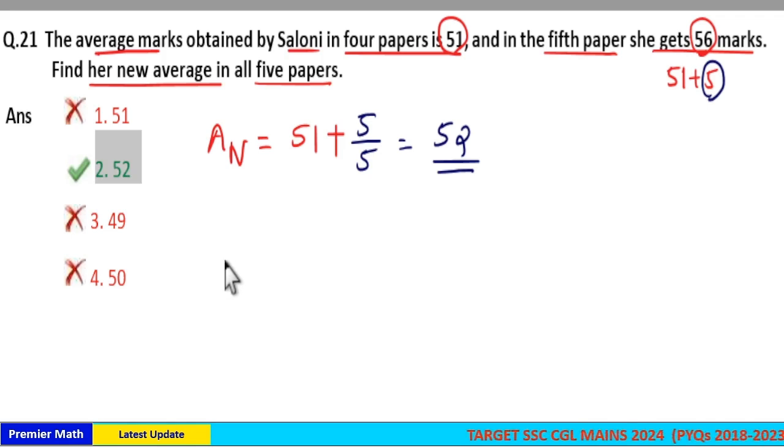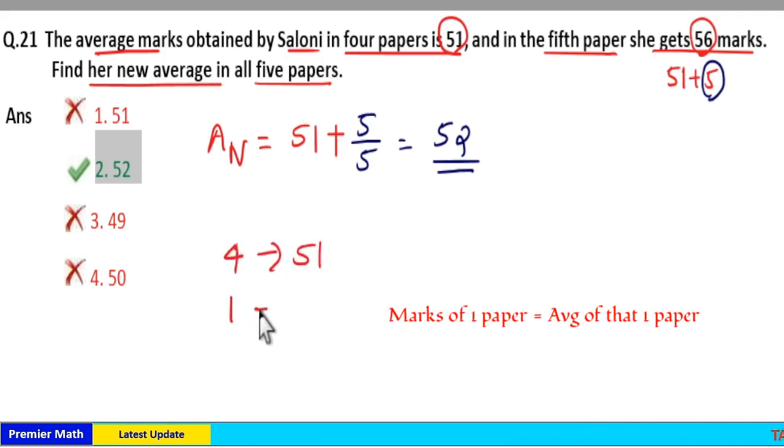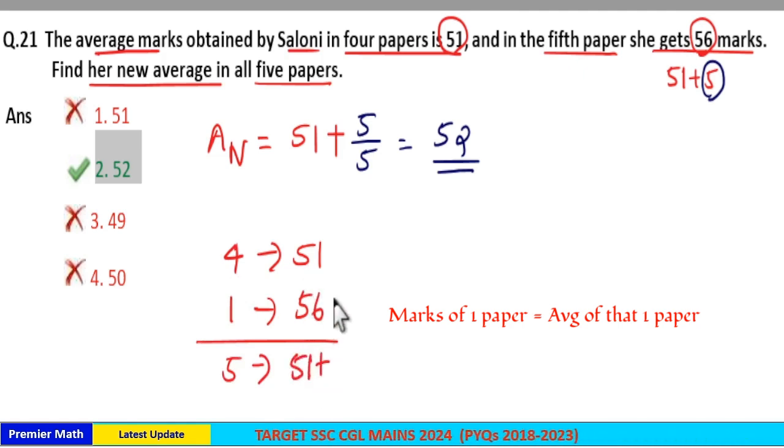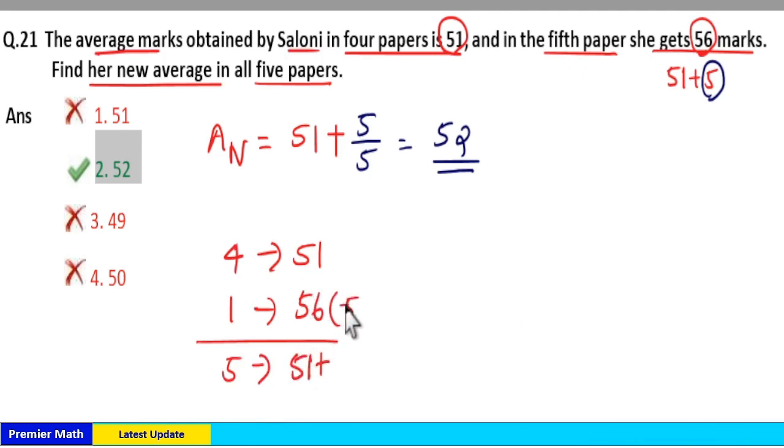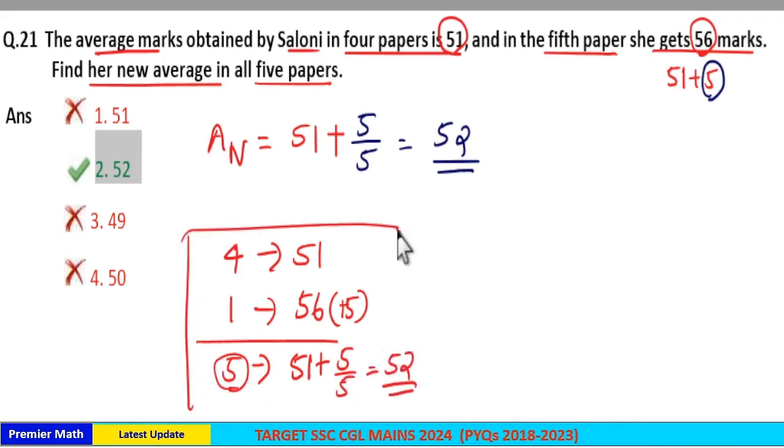Here if you have doubt, for 4 papers the average is equal to 51. For 1 paper the total marks received is 56, which means for 5 papers, if you take the common average as 51, this 56 is 5 greater than 51, plus 5. So this plus 5 increment is for this 1 paper. So 5 into 1 is 5. So distribute this 5 to 5 papers, which is equal to 52. So in this way you can also calculate.